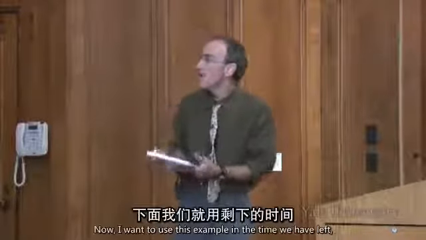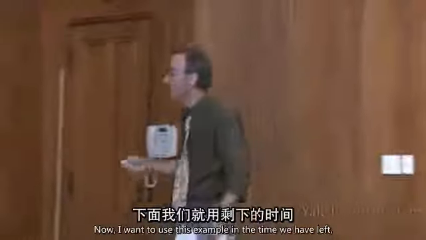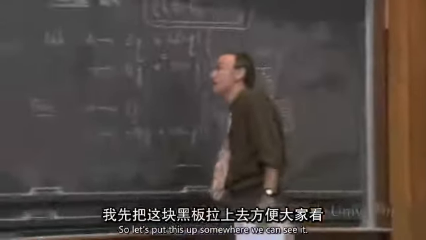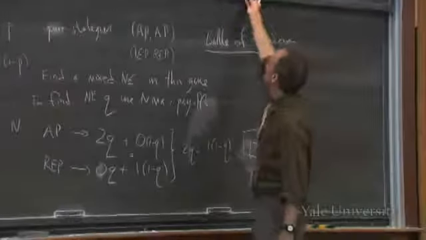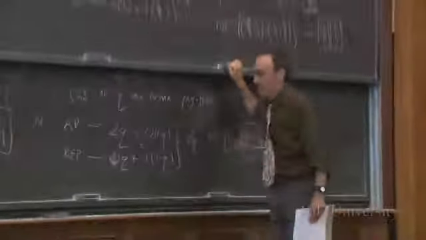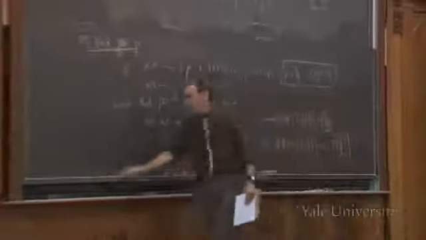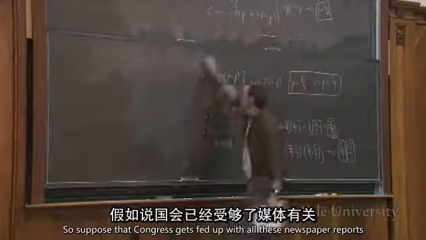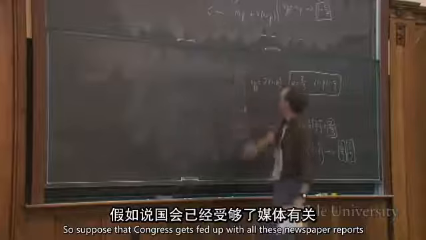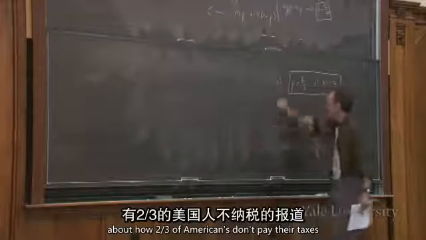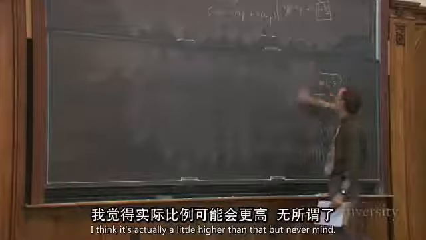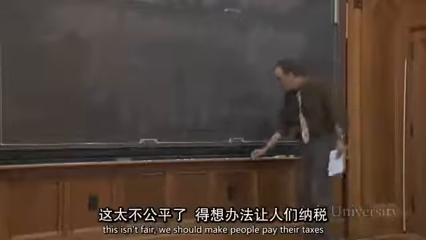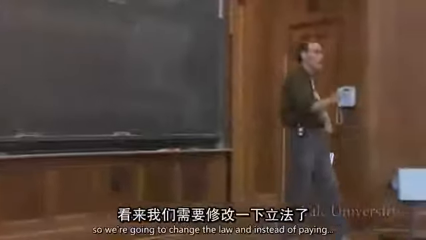Now, I want to use this example in the time we have left to actually think about a policy experiment. All right, so let's put this up somewhere we can see it. And let's think about a new tax policy. So suppose that Congress gets fed up with all these newspaper reports about how 2/3 of Americans don't pay their taxes, or whatever the true proportion is. I think it's actually a little higher than that, but never mind. They get fed up with all these reports, and they say, this isn't fair, we should make people pay their taxes, so we're going to change the law.